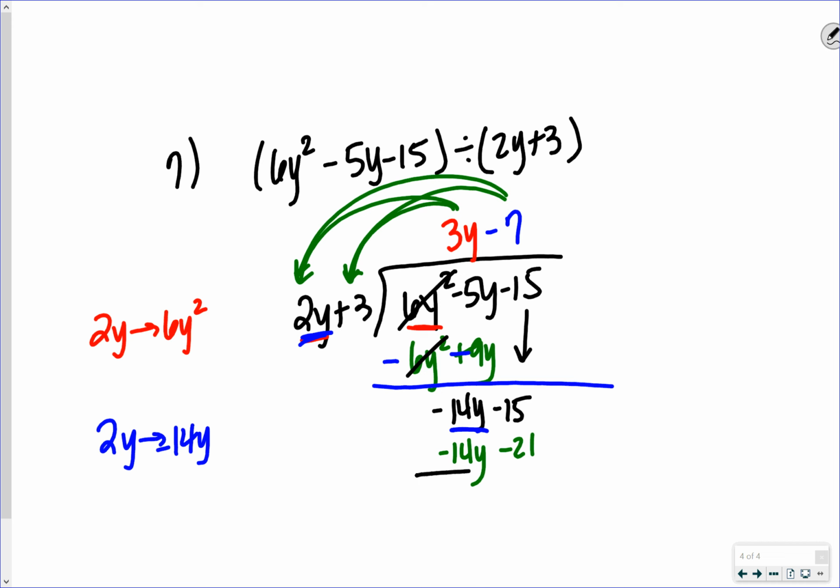My operation straight down is subtraction. So my minus becomes a plus. This minus becomes a plus. Negative 14y plus 14y becomes 0. Negative 15 plus 21 is 6.